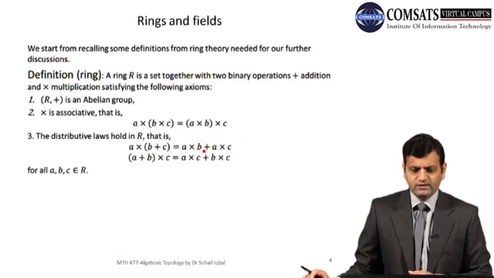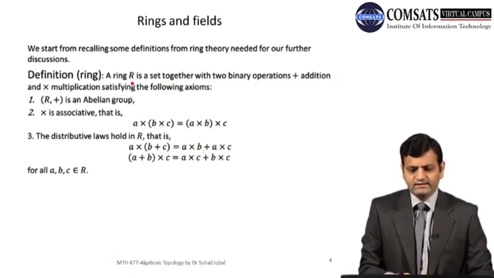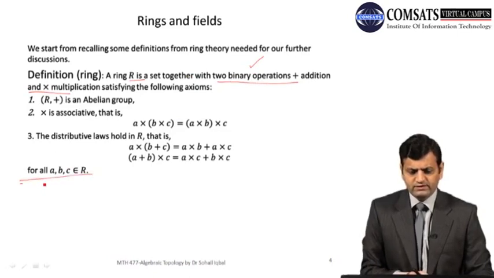Okay, so starting from our very first definition, what is a ring? A ring is a set together with two binary operations of addition and multiplication. As you remember, we have already seen the definition of binary operation. So what is a binary operation? In particular, if I take this set R to be Z, then a binary operation is a function from Z cross Z to Z.